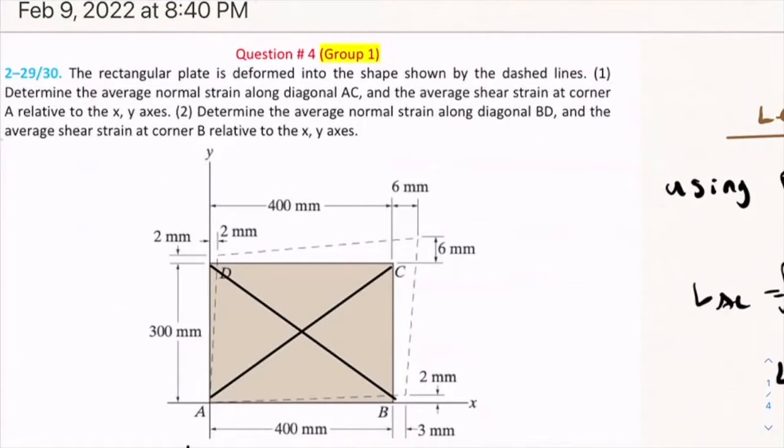So our group had question number 4, which was 2-29 and 30. The question reads, the rectangular plate is deformed into the shape shown by the dashed lines. Part 1 is, determine the average normal strain along the diagonal AC and the average shear strain at the corner A relative to the XY axis. And then part 2 of this question is, determine the average normal strain along the diagonal BD and the average shear strain at corner B relative to the XY axis.